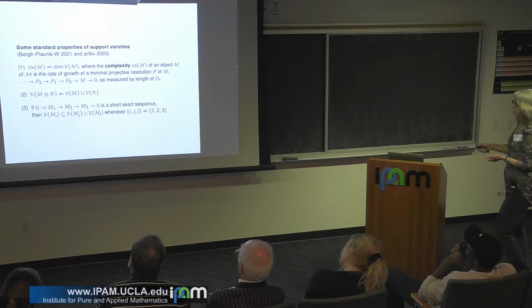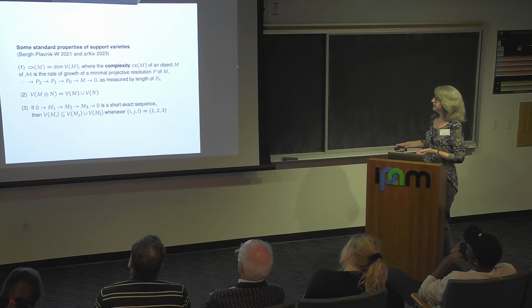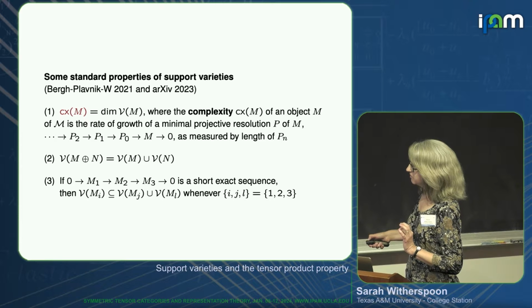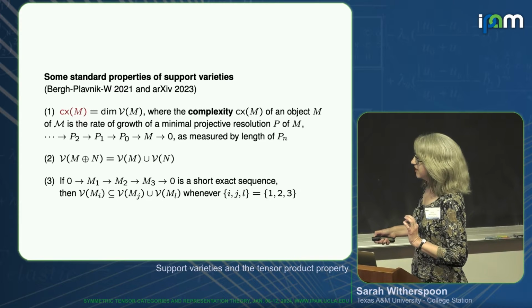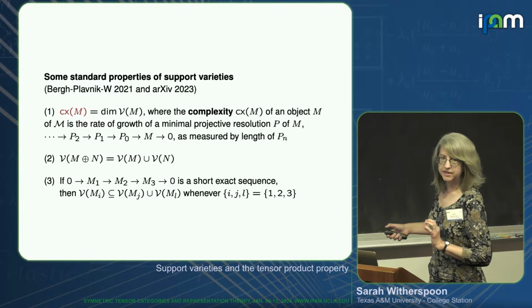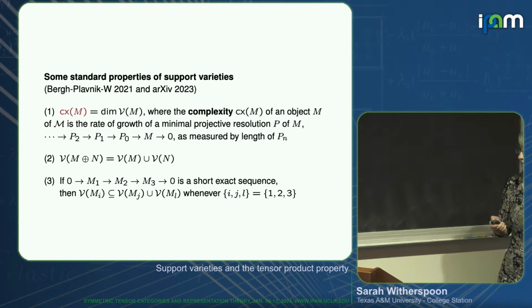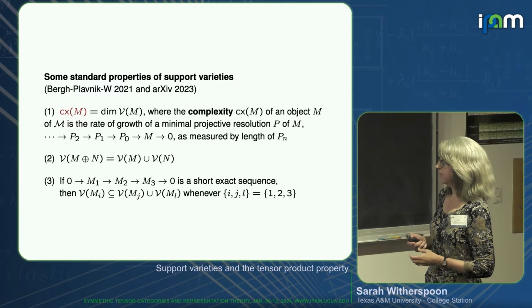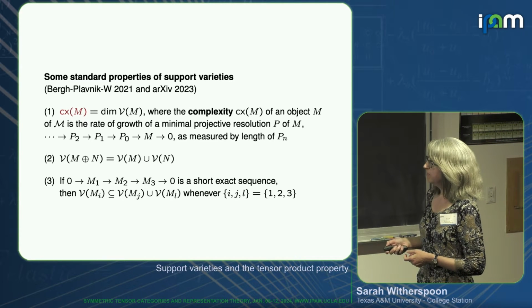The variety of a direct sum is the union of varieties. Also, if you have a short exact sequence of objects, the variety of any one of those is contained in the union of the other two. So that's very useful. And again, these are standard properties going back to when this was first developed for finite group representations, and they hold in very general settings.